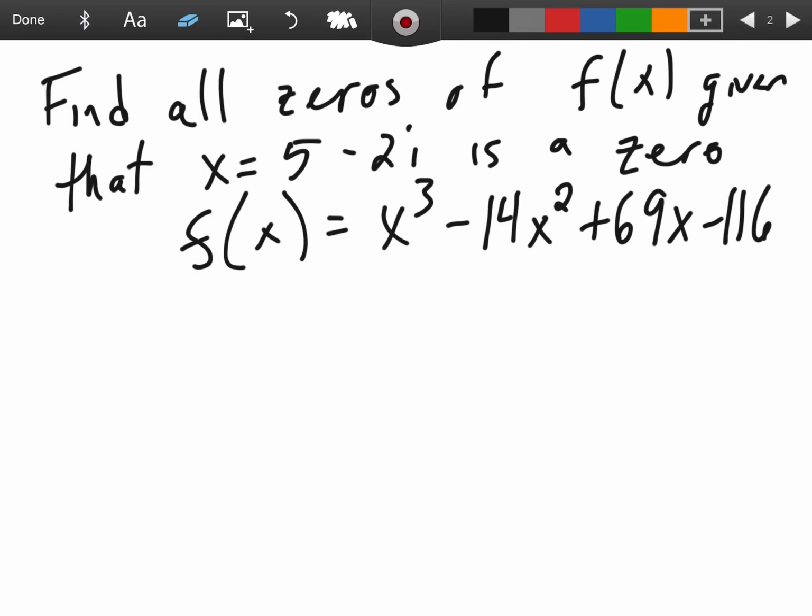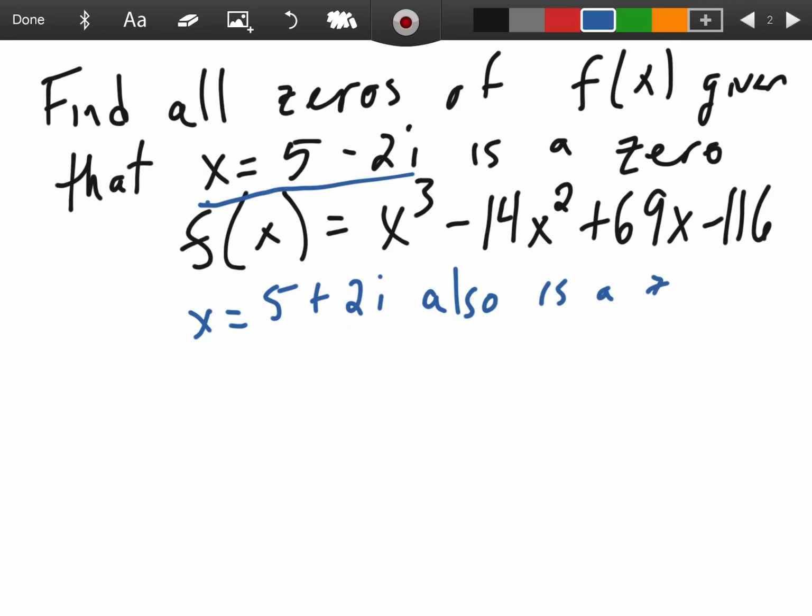However, again, we don't really want to divide by i's. It's just complicated. It's just making the problem harder on ourselves. So let's figure out a way we could divide without any i's involved. Well, to start off, I know if x equals 5 minus 2i is a 0, then x equals 5 plus 2i also has to be a 0. Right? We know that complex zeros or non-real zeros come in pairs with its complex conjugate. So if 5 minus 2i is a 0, so is 5 plus 2i.